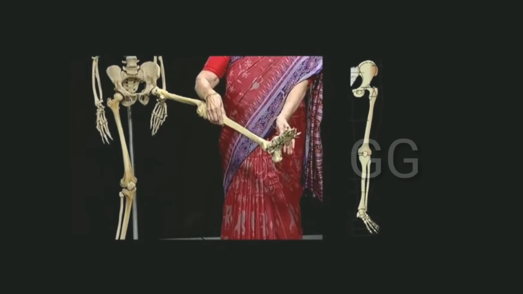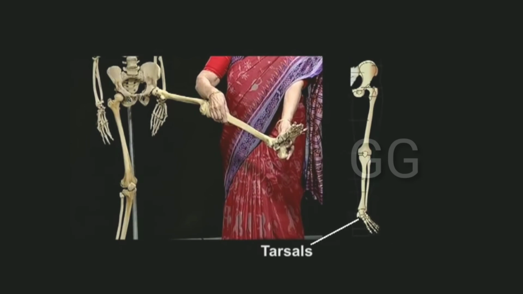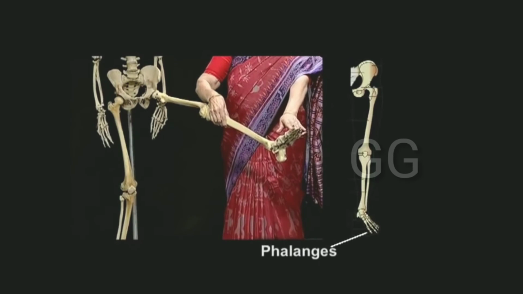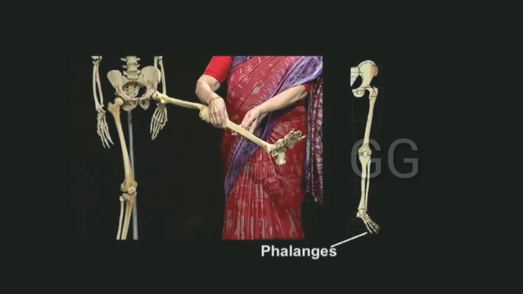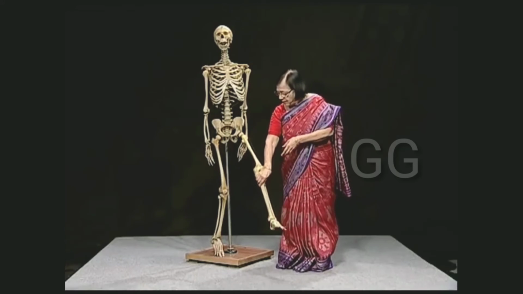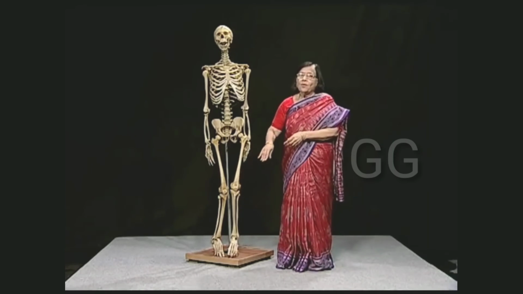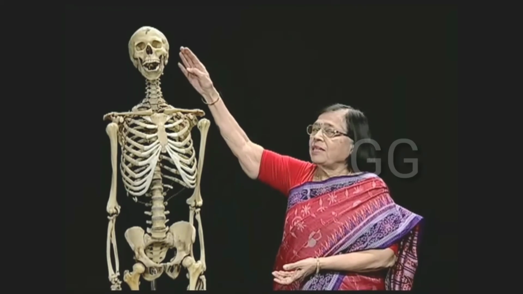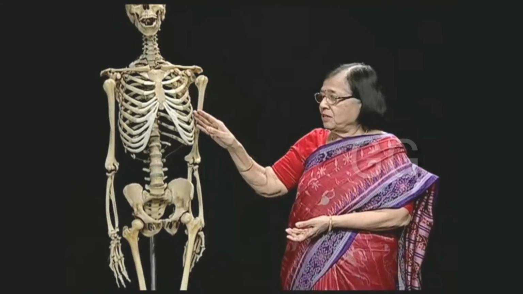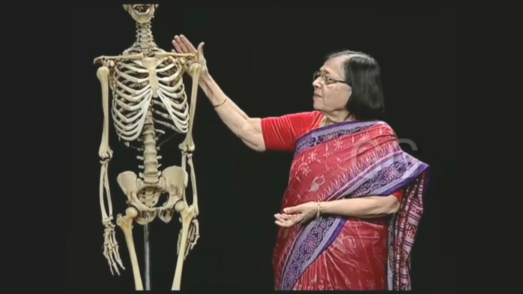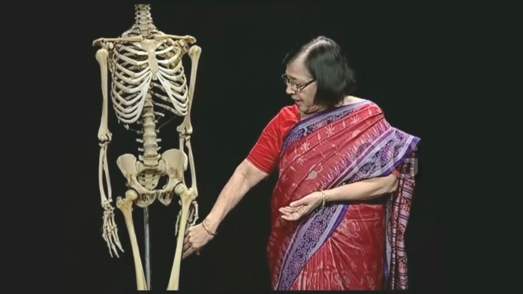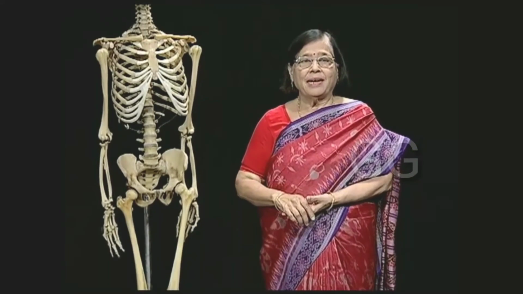Similarly, like in forelimb, it has tarsals 8, then 5 metatarsals in the feet, and then 14 phalanges or digits. That makes it 30. So, the leg also has 30 bones. With this, we have understood the skull, the neck area, the vertebral column, the rib cage, the pectoral girdle, the forelimb, pelvic girdle and the hind limb, and importance of all these bones in our body.